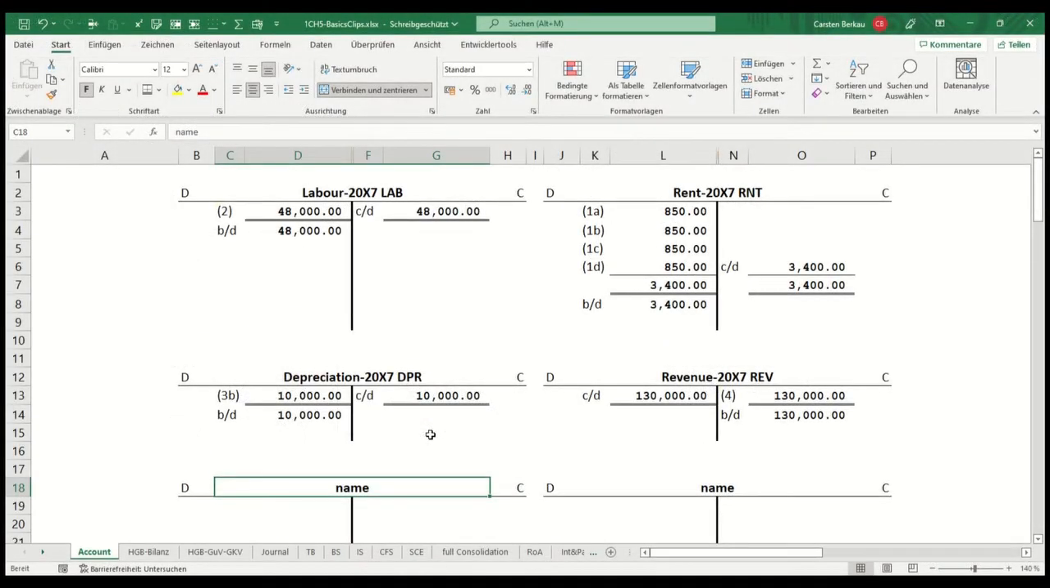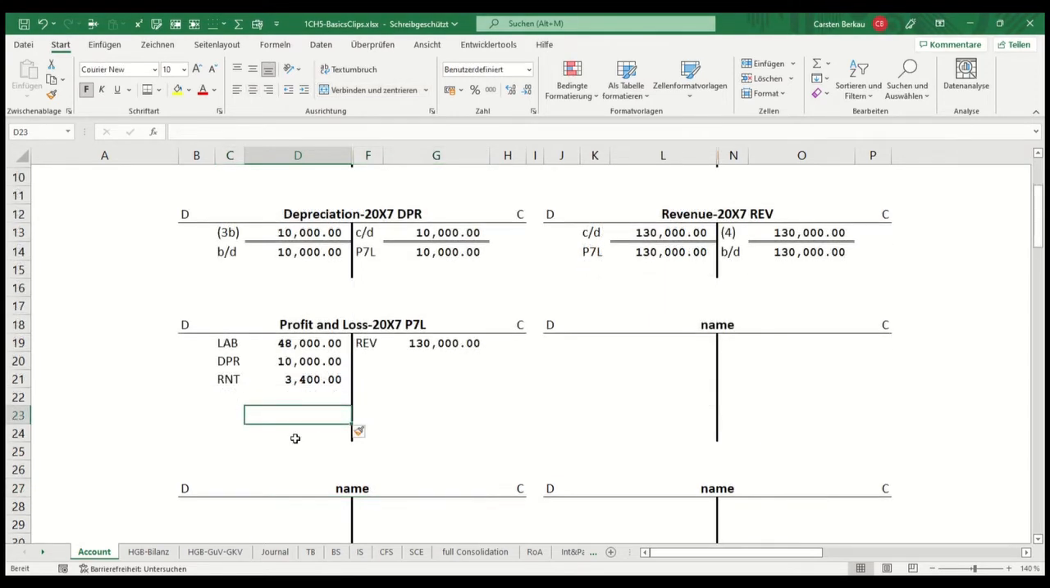For the profit calculation, we only need the nominal accounts. In this case of PELZERHAGEN Proprietary Limited, that will be the labor account, the rent account, depreciation and revenue. I recorded already the bookkeeping entries and balanced off the accounts. Next, we close off the nominal accounts to profit and loss. After recording the profit and loss account, I balance it off.